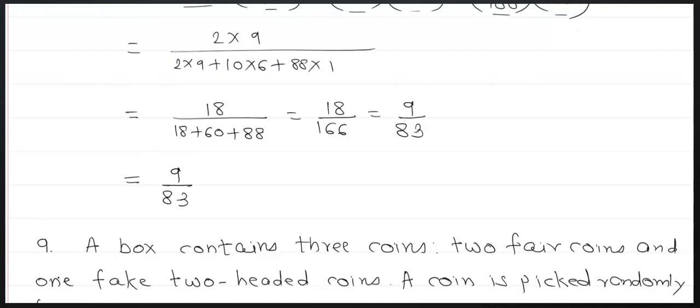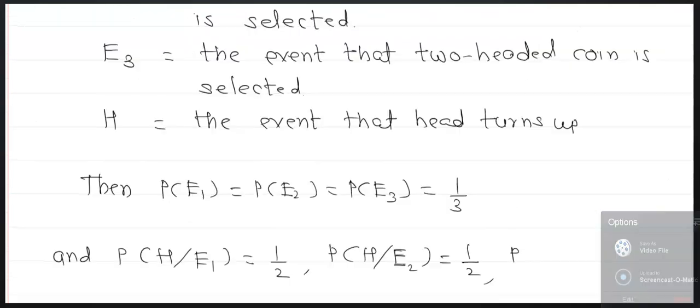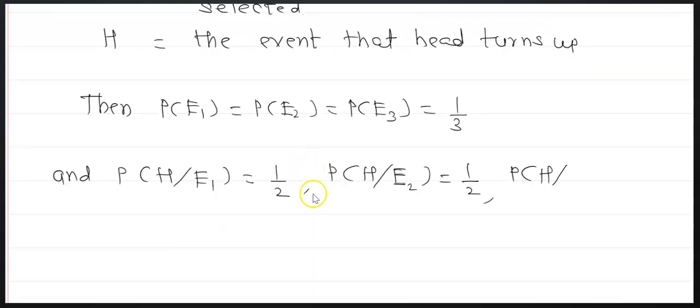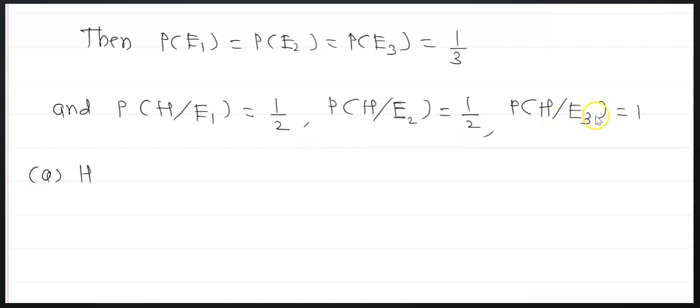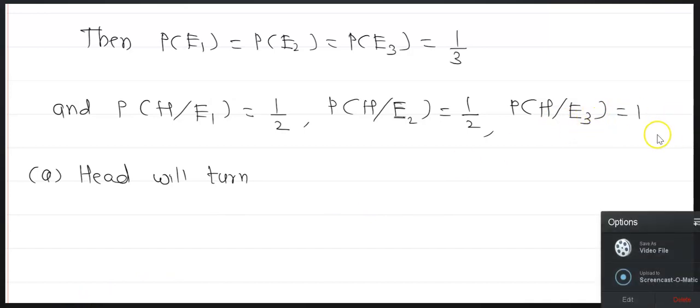That is, probability of H conditional E1 is equal to 1 upon 2. Probability of H conditional E2 is 1 upon 2. Probability of H conditional E3 is equal to 1, because here we have 100% probability, since both sides are heads. That's why we have taken 1 here.